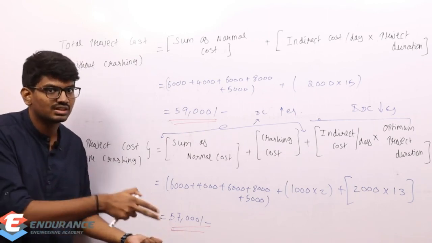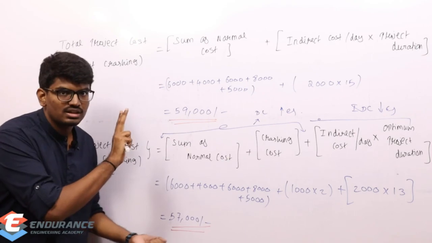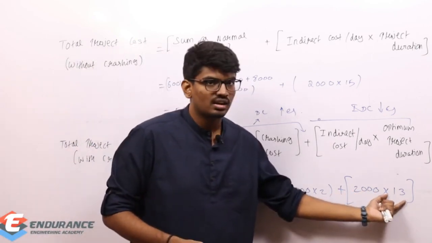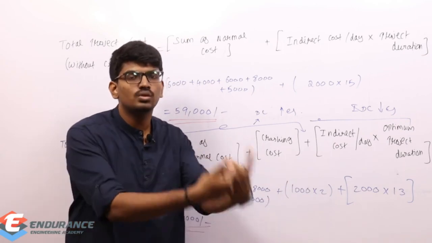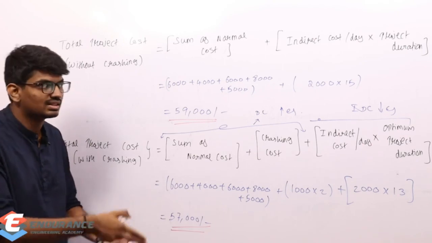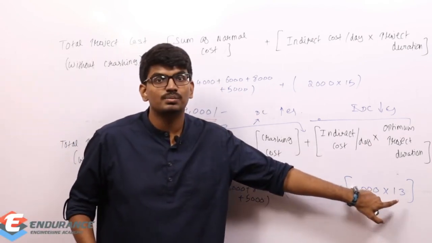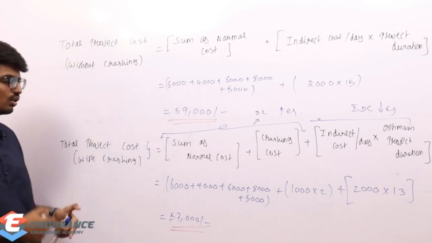I cannot decrease further. 57 is the minimum value. Corresponding to 57, my optimum project duration is 13. By crashing 2 days, I could reduce the total cost by this amount, and I could optimize the time period, and that optimum time period of completion of the project is 13. Very, very good question.